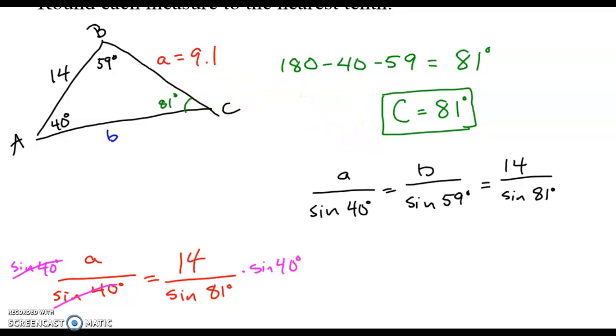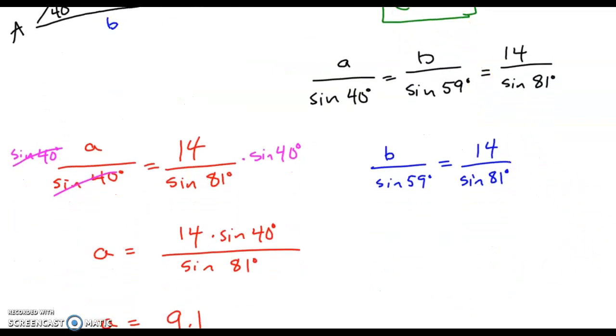I'm then going to do something very similar for side length B. I'm going to take this fraction right here, B divided by the sine of 59 degrees, and set it equal to this fraction here where I know both the numbers already. And then I solve this equation in much the same way that I solved the previous one.